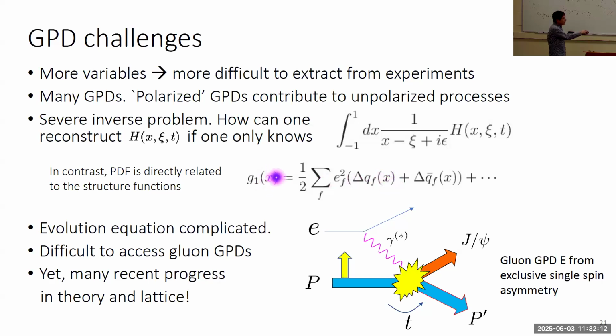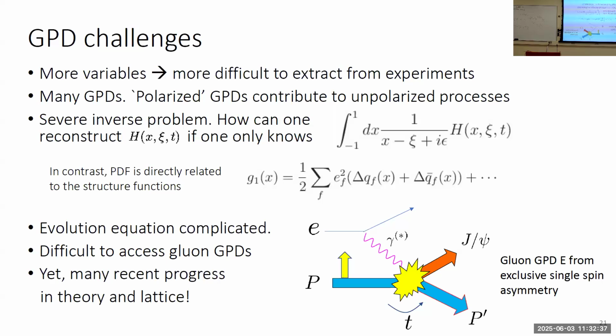And this x you can measure. So if you measure in g1 from experiments, you get the x dependence of the polarized PDF immediately, at least in this leading order formula. But the situation is completely different in the case of GPD, because what you can get from experiment is already integrated over x from -1 to 1. So it's very hard to reconstruct this GPD from experiments.